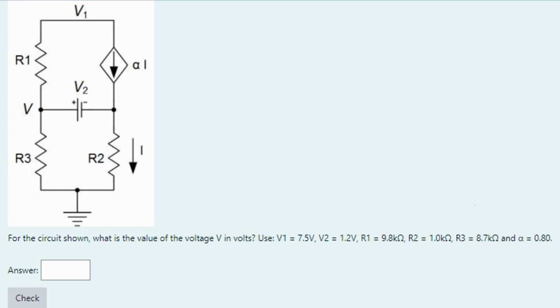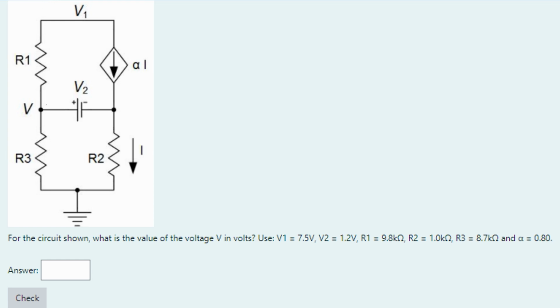For the circuit given, we're asked what is the value of the voltage V in units? And then we're given some units that we can use to solve this problem. So when we first look at this, a super easy thing to notice is that we are actually given 4 voltages, right? This is a voltage, it's ground, so it's 0, but it's still a voltage. So knowing that, we are going to use the node voltage method.